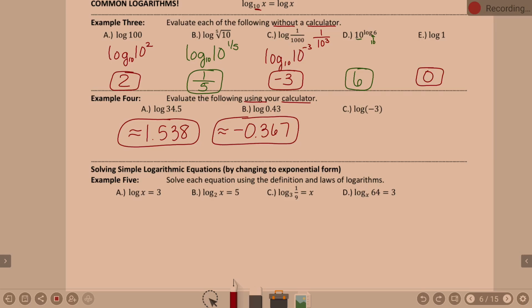Now, notice, log of a number bigger than 1 is a positive answer. Log of a decimal less than 1 is a negative answer. What about log of negative 3? Couldn't you just make it a power? Oh no, because it's not a power. Okay, so this is where in my notes I have it written as undefined.